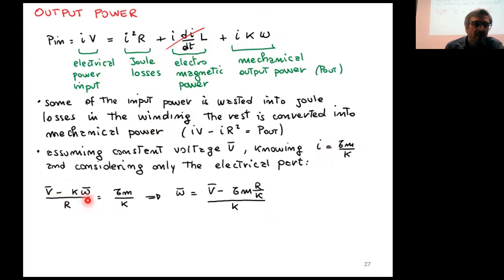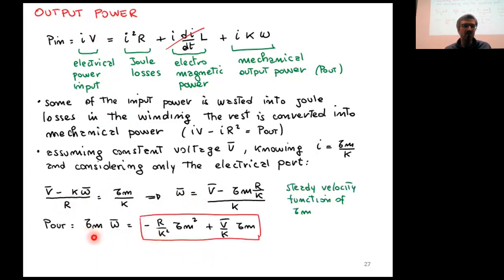Assuming a constant voltage, knowing that the current is equal to tau m divided by k, from the electrical part we can compute the value of the steady velocity. Now we are not considering the torque on the load, we are considering the torque of the motor, because we are interested in characterizing how good the motor is at converting electrical power into mechanical power internally. So we are concerned about the torque of the motor shaft, not the load torque. If we multiply this steady velocity by tau m, we get a quadratic relationship. This is the relationship that relates the output power to the torque of the motor.